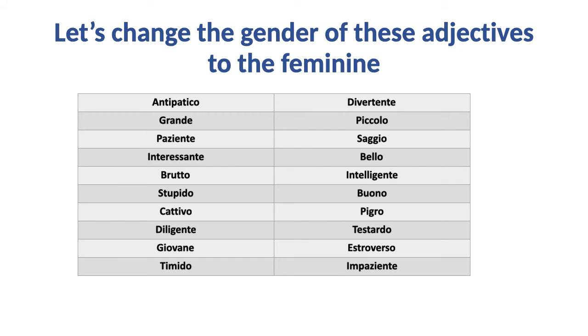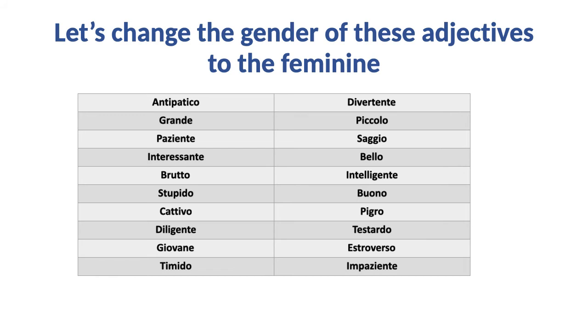Piccolo changes to piccola. Saggio, which means wise, changes to saggia. Bello, which means, of course, beautiful, changes to bella. Intelligente does not change. Buono changes to buona. Pigro, which means lazy, changes to pigra. Testardo, which means stubborn, changes to testarda. Estroverso, which is extroverted, changes to estroversa. And finally, impaziente, which means impatient, does not change.